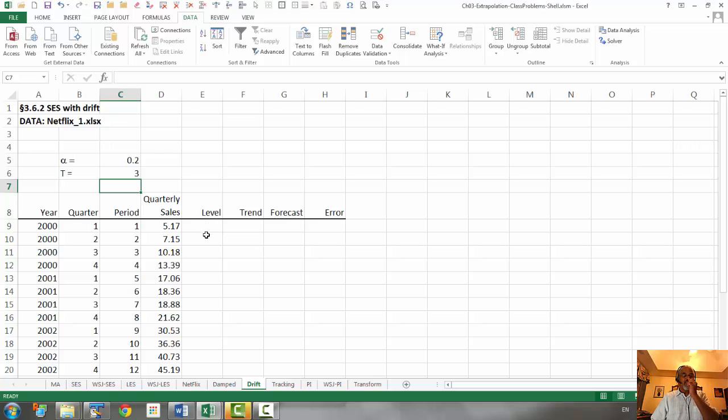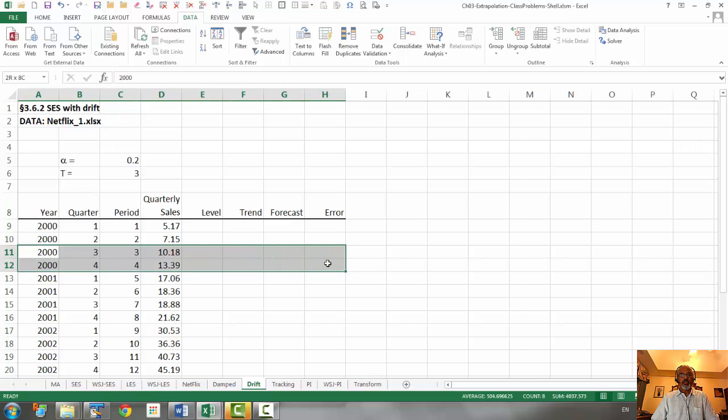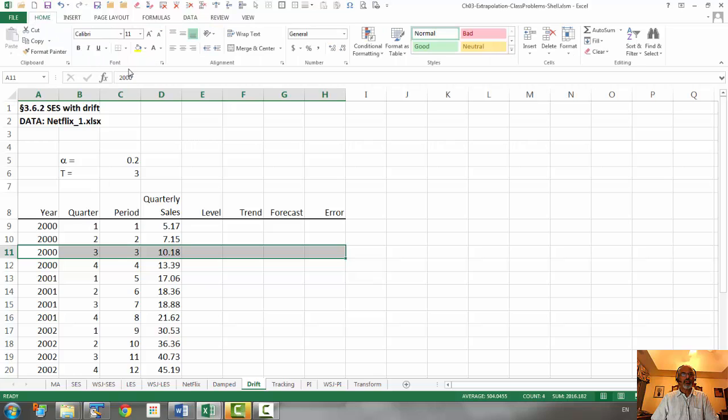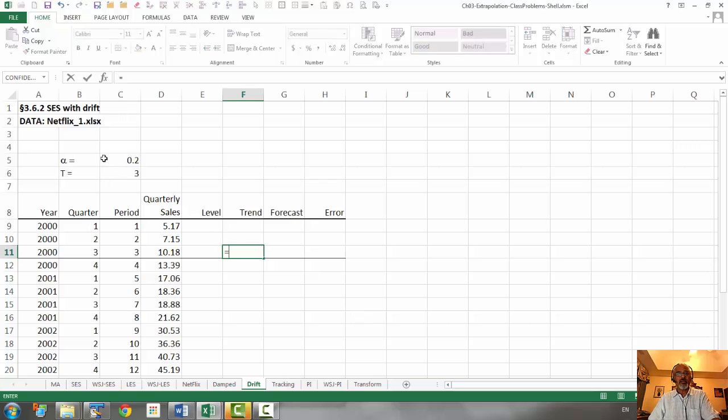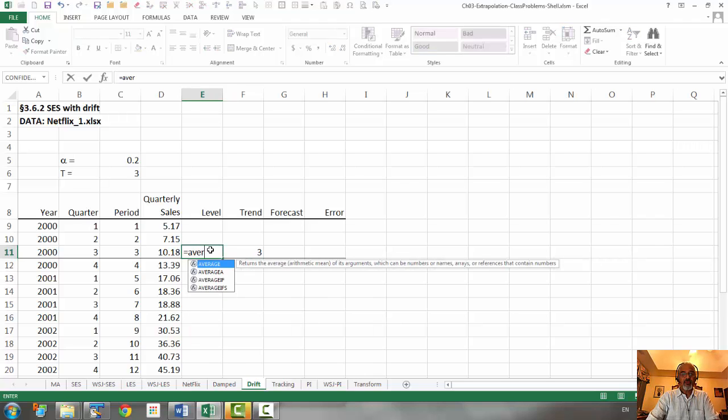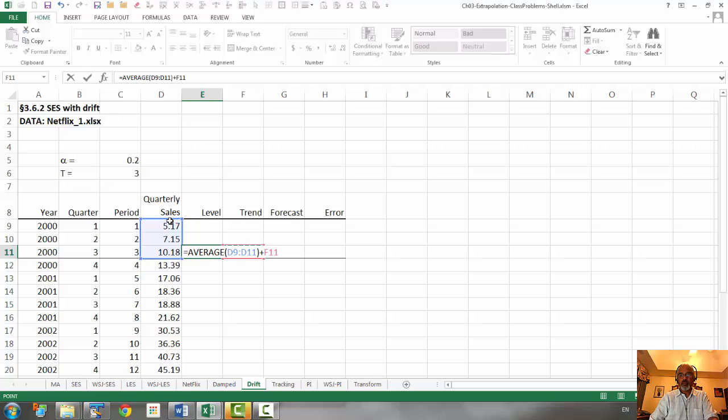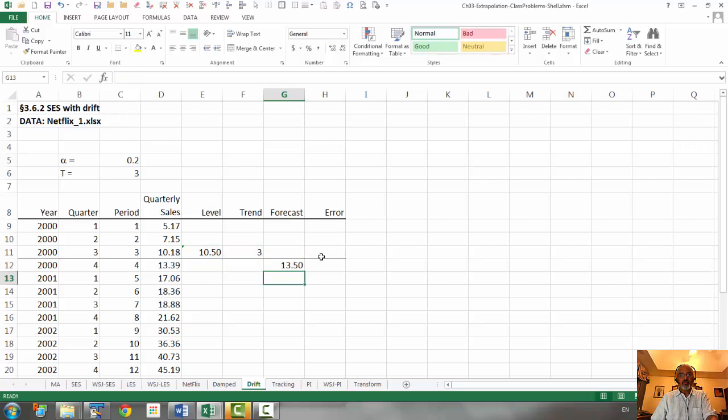So our level, and we use the formula for the level. Next we need to set up the initial values. Okay. So our trend is a constant value, and our initial value for level is the average plus trend. Okay, then we add that with the trend to get the forecast, and the error is actual minus forecast.